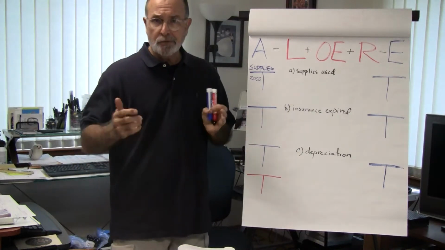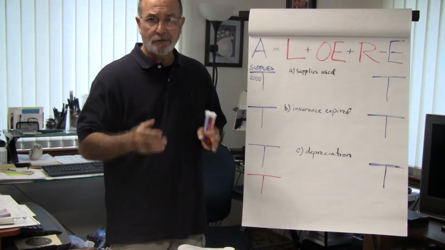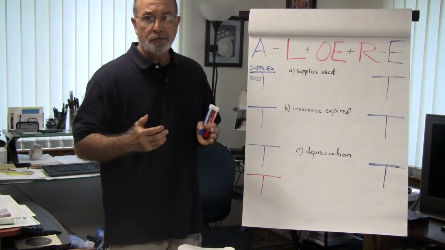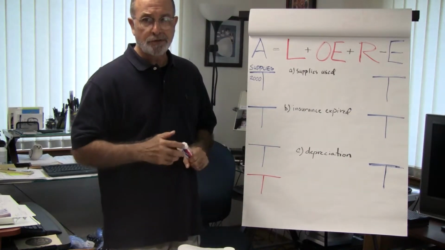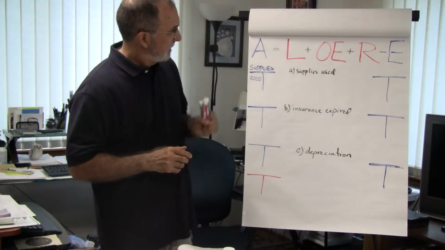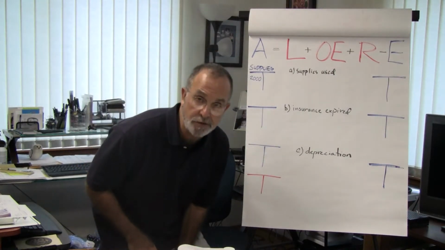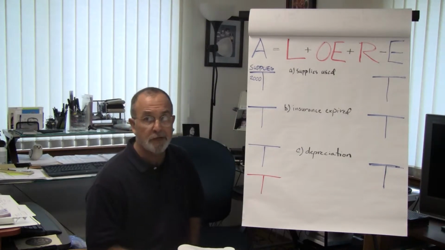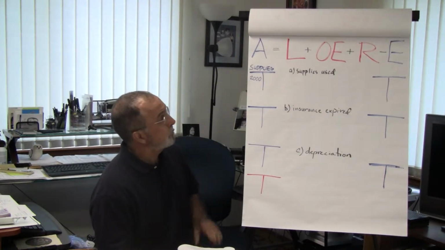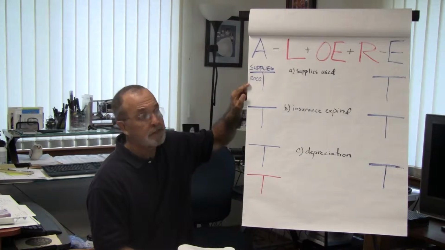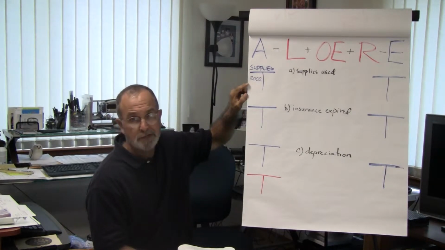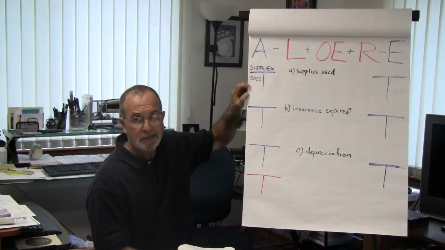Our credit, by the way, would be either to cash if we paid for those supplies in cash, or to accounts payable if we purchased those supplies on credit. Now, at the end of each month, let's say at the end of the first month, we need to show how much of these supplies, we purchased $2,000 of supplies at the beginning of the month. At the end of that month, we need to show how much of those supplies have been used, and also how much are still on hand, unused.